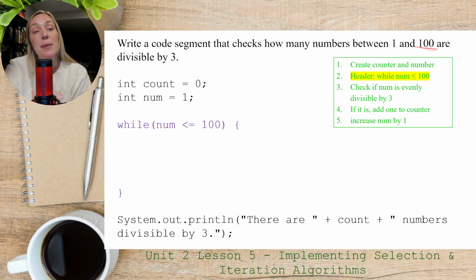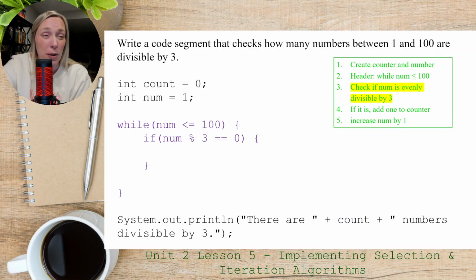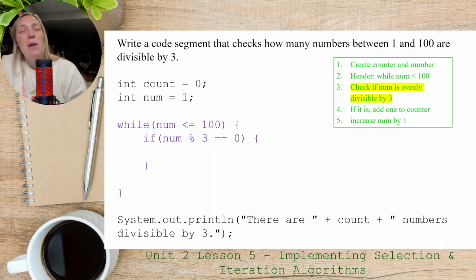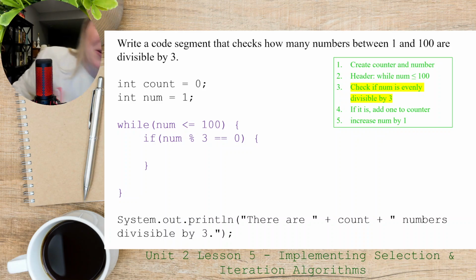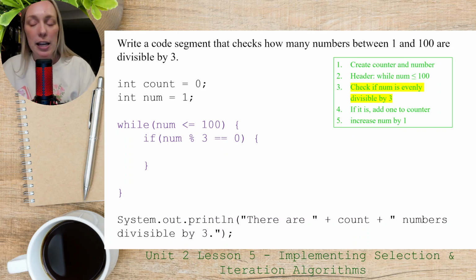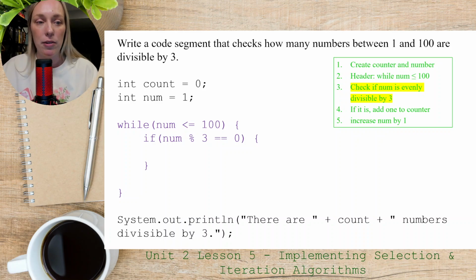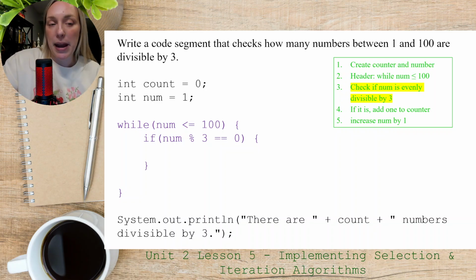Okay, so while num is less than or equal to 100, what am I going to do? I'm going to check if that number is evenly divisible by 3, and I'll use my mod operator to do it. If you wanted to use your while loop that you came up with in algorithm 1, by all means, you can do that. But I want to check, is number mod 3 equal to 0? Because if it is, that means that num was evenly divisible by 3.